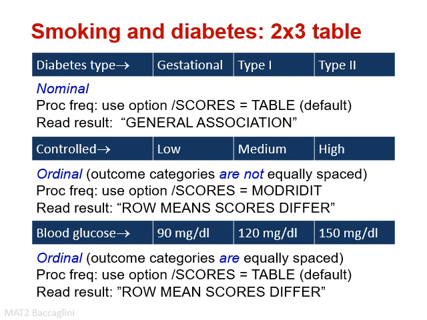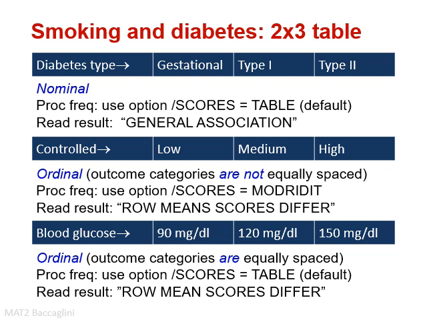These 3 types of studies require different types of analysis. The first one is nominal, so we will use PROC FREQ with the scores equal table, which is the default, so we don't really have to write it. And we will look at the general association results. For table number 2, the outcome categories are not equally spaced, and so we will use scores equal mod ridit. And we will look at the difference in raw mean scores.